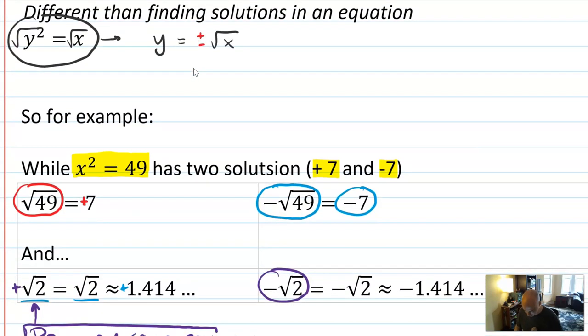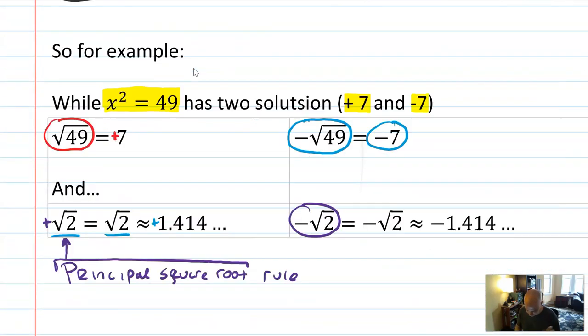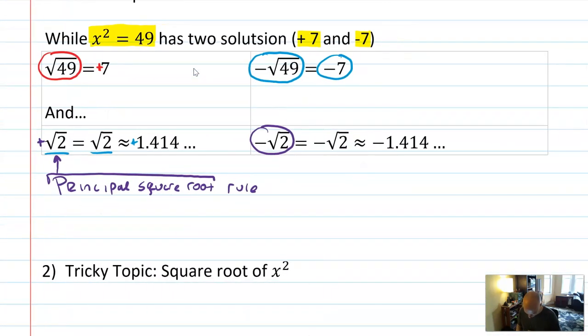Now, that doesn't excuse you. I'm going to go back here. It does not excuse you, when you're solving an equation, from including plus or minus. That's still true, just to be clear. It's just when you see a root written on the page.